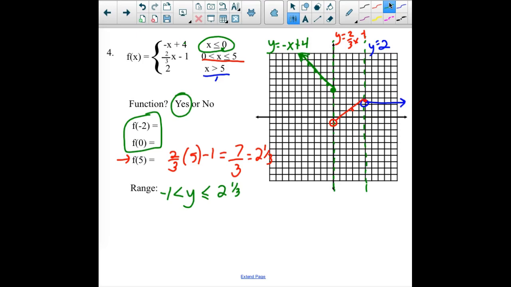Then I have to leave a little break. Or I can jump up and be on this green part. What's the lowest value we have for the green? 4. And then everything above 4 is getting used by the green one. So y can be greater than or equal to 4 as well. Okay? Notice I didn't have to do anything with the blue part because it was already used by the red one. Does that make sense? Okay.